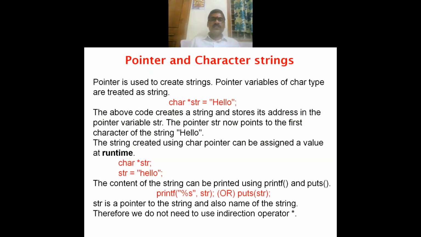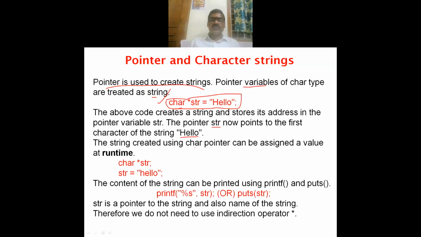So a pointer is used to create strings. Pointer variables of character type are treated as strings. We can do it like this: char star str is equal to "hello". That means str is a character pointer. It creates a string and stores its address in the pointer variable str. So the pointer str now points to the first character of the string hello.